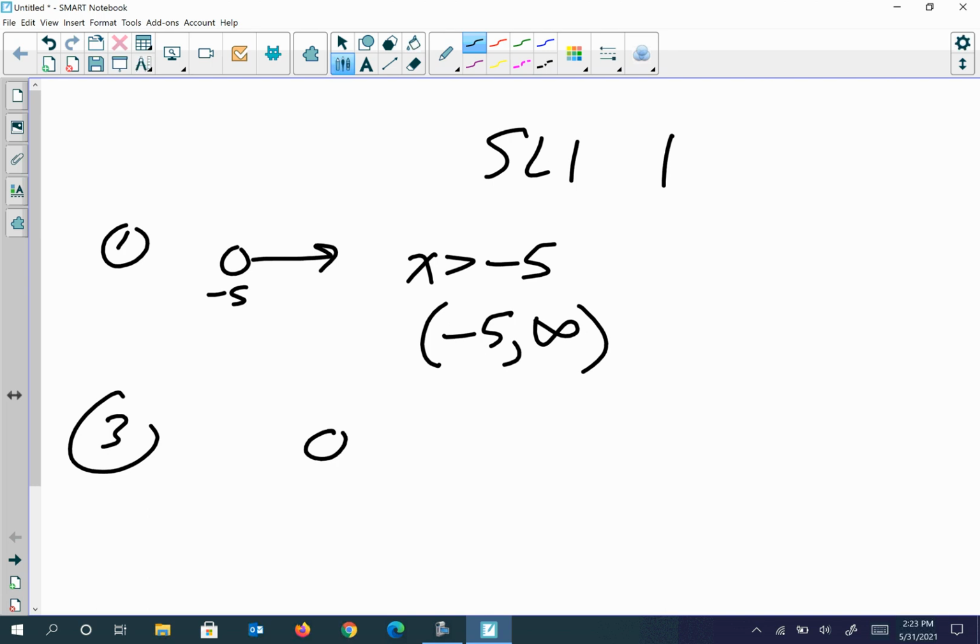Problem number 3, we have an open dot at 0, and it's going to the left. So again, we want values that are less than 0. So going this way is -infinity. That's where we start, because we always read it left to right like we'd read a book, to 0, rounded bracket.